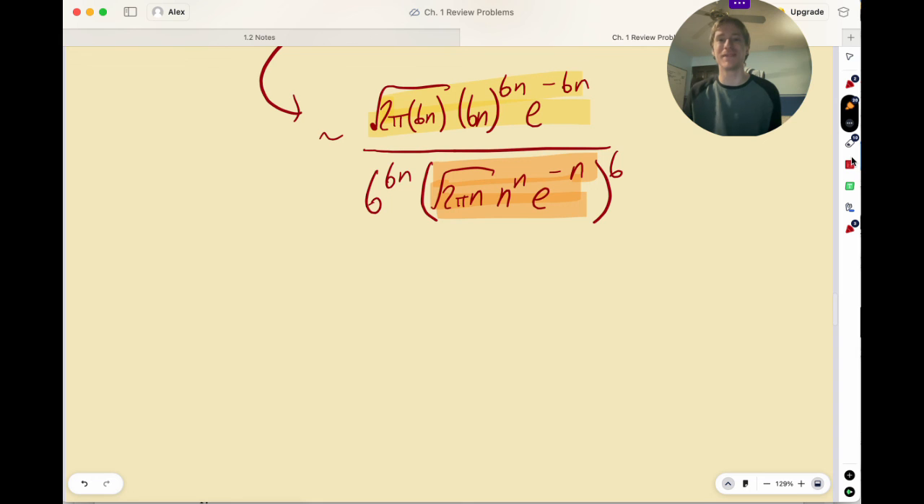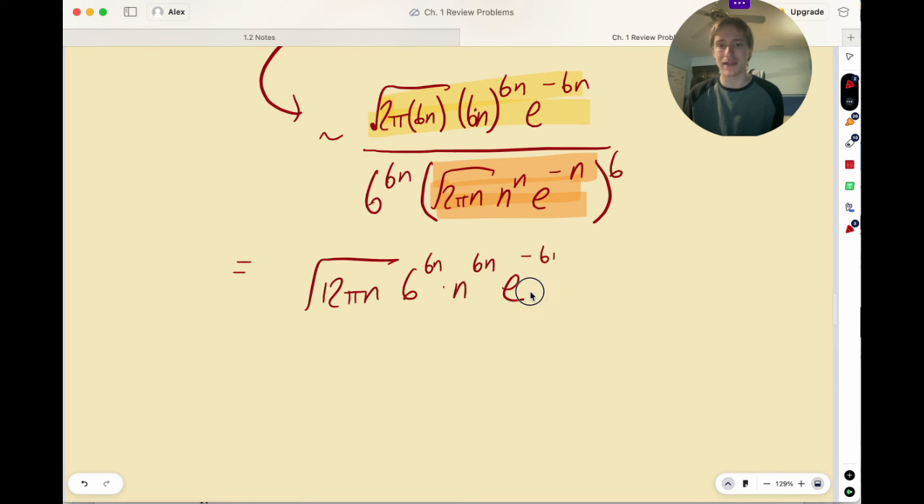All right, there we go. So I have to somehow simplify that. It's not actually that bad. It's more tedious than anything. So let's figure this out one tedious step at a time. First of all, we have the square root of 12 pi n on top. And then we have 6n to the 6n, which I can break up as a product. So this is the same as 6 to the 6n times n to the 6n times e to the minus 6n, all divided by 6 to the 6n times this to the 6th power, which I can break up.